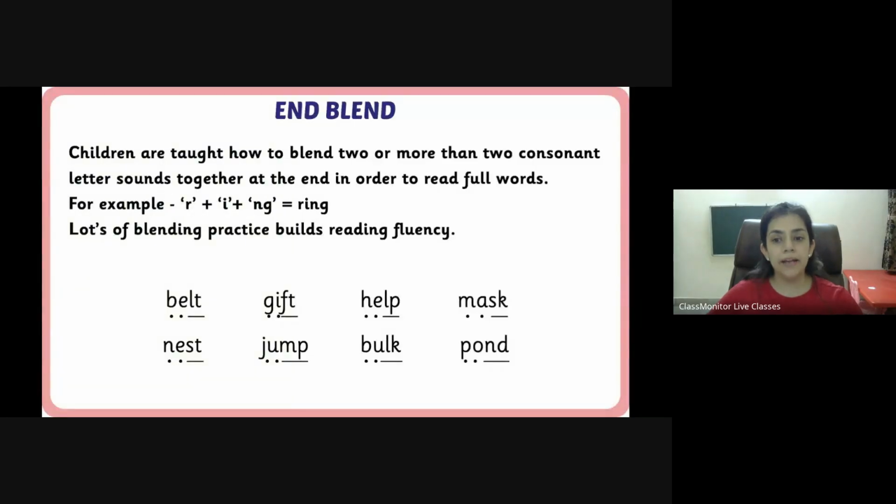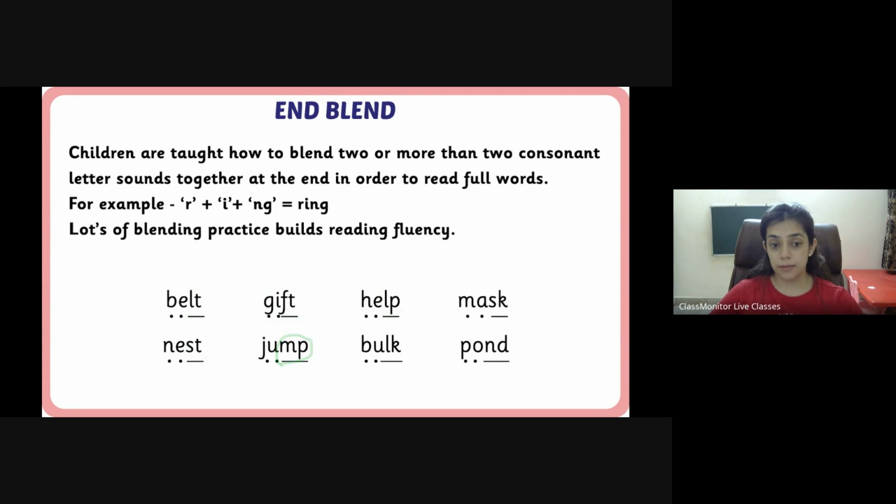Now comes the end blends. What are these end blends? Two consonants coming at the end of a word. That is called your end blends. Now, how do we read when L and T come together? We call it belt, belt. Gift, gift. Help. Nest, nest.